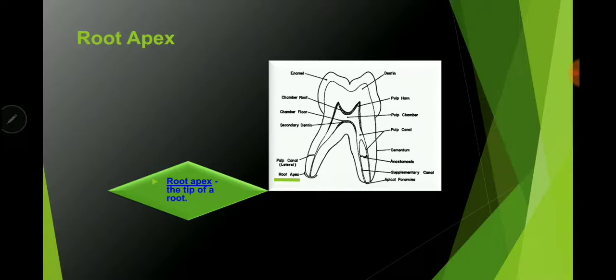It doesn't have to be at the apex. The root apex is the anatomical apex of the root, meaning where the root converges, the pointed area of the root. However, the apical foramen is usually about 0.5 millimeters to 1 millimeter away from the apex of the root. Keep that in mind.